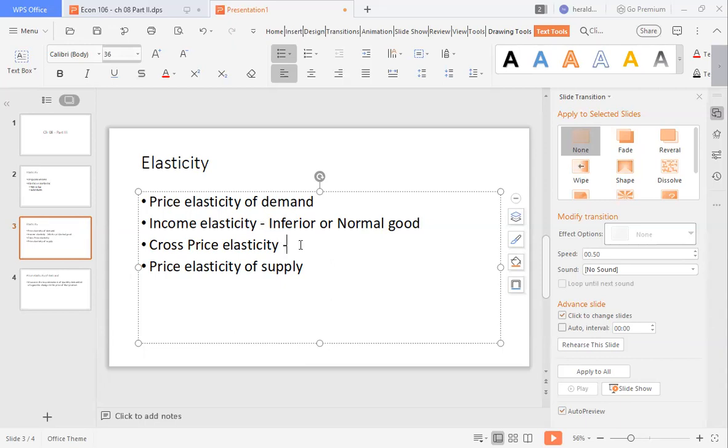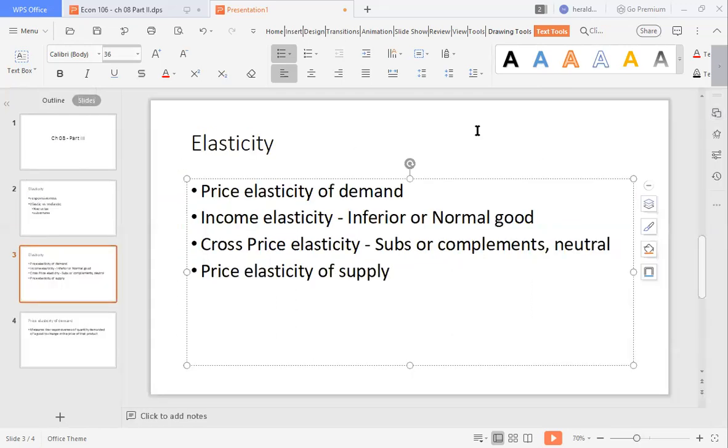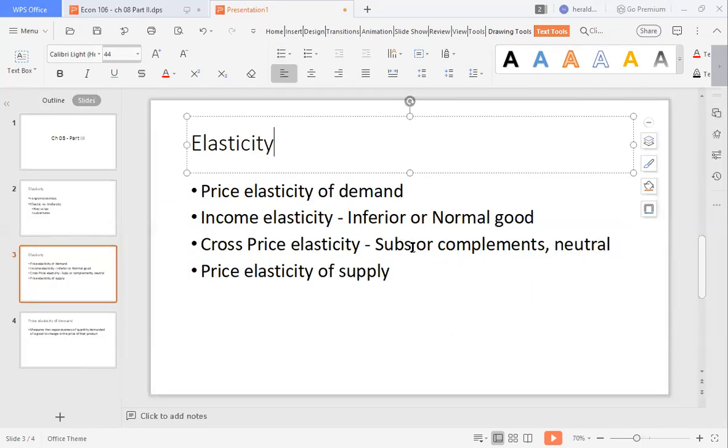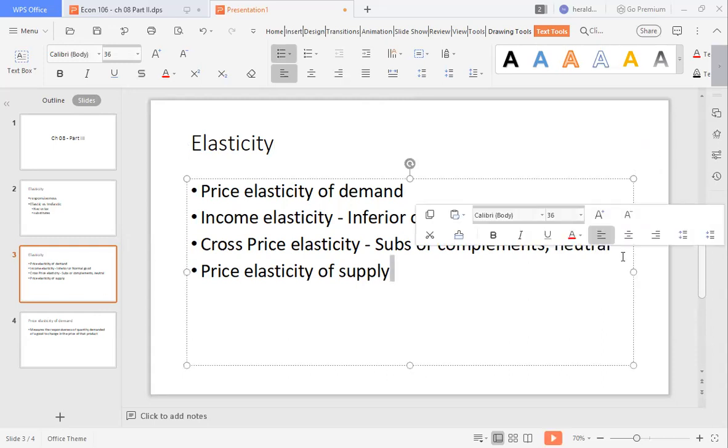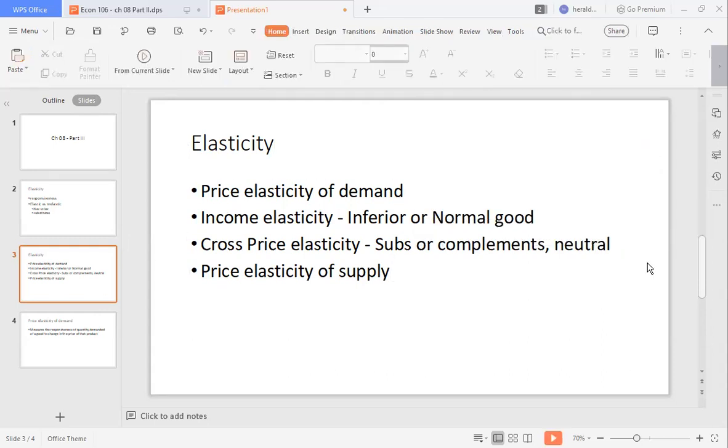We have cross price elasticity. Again, we talk about substitutes and complements, or sometimes a neutral good. When you talk about substitutes, these are alternative goods. When you talk about complements, if there is an increase, you use them together. When you have a neutral good, it means these goods don't have any relationship at all.